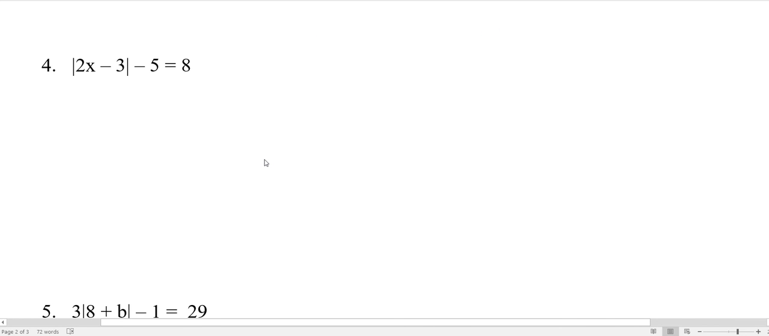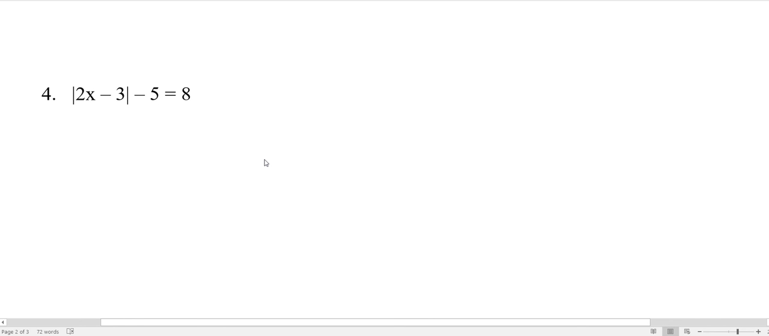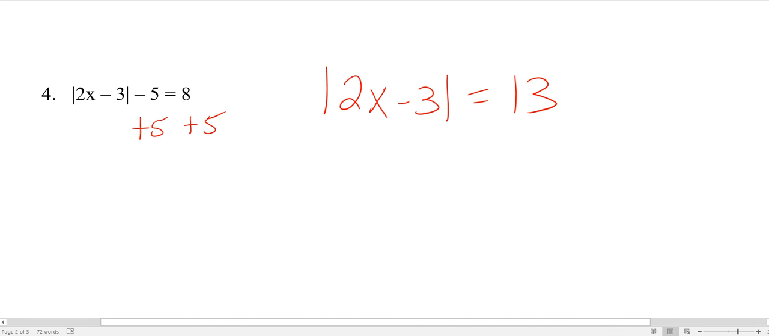The absolute value of 2x minus 3, minus 5, equals 8. Think about how this one might be done. What should we do first? Well, I'm going to add 5 to the left and the right side. When I do that, I end up with the absolute value of 2x minus 3 is equal to 13. Now it looks just like the other problems you've worked. Please pause the video now. Solve number 4 on your own.